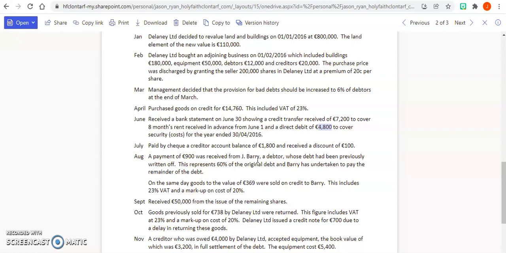Creditors are going to decrease by 1,800. And then we got a discount received of 100. So that's going to increase our profit and loss account.